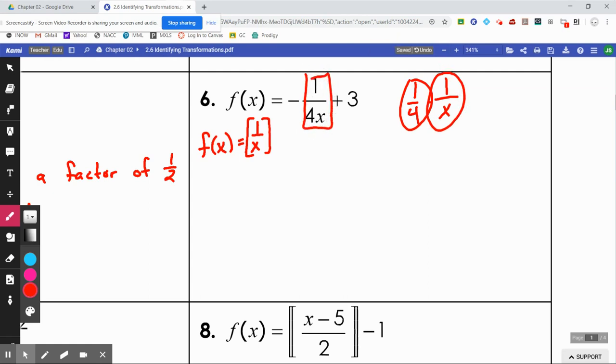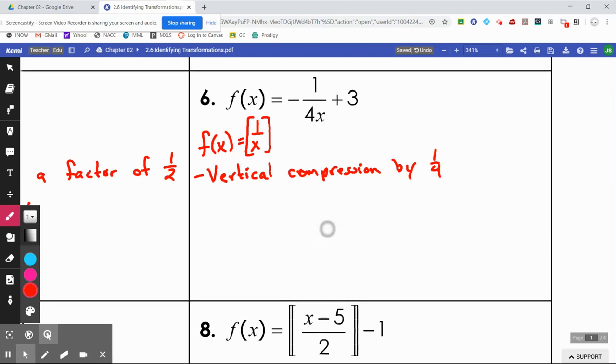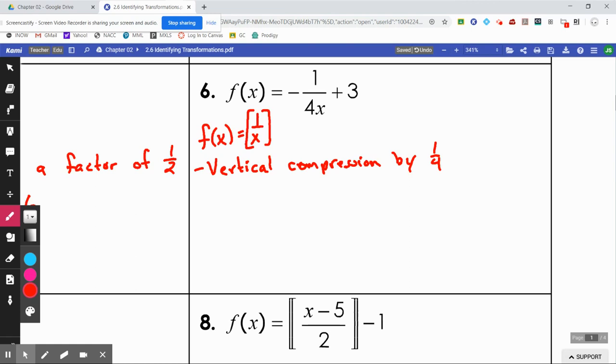So which one is right? They both are. You could say it either way. You can say that either the x is being multiplied by 4 or the whole function is being multiplied by 1/4. You would actually get the exact same picture regardless of which transformation you did. So we'll call it a vertical compression by 1/4, but again, you could call it a horizontal compression by 1/4 as well.